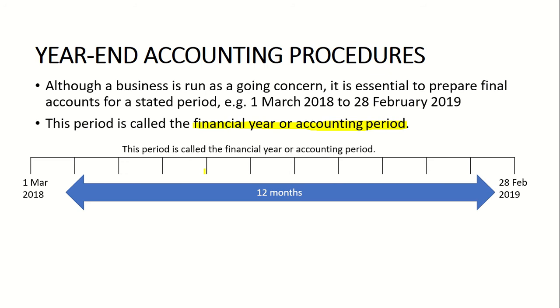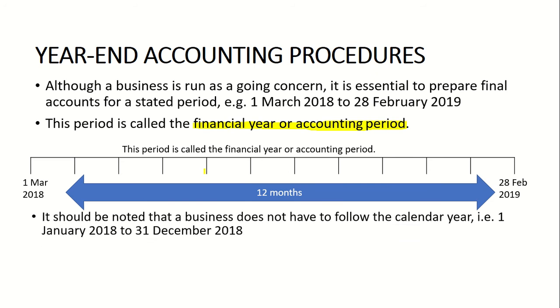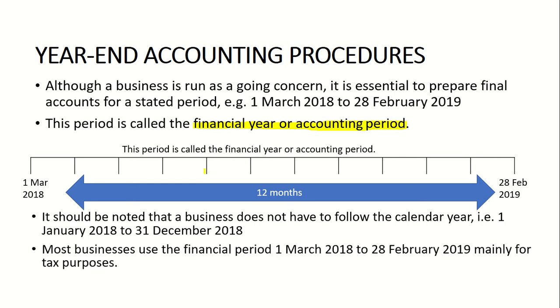This period is called a financial year or accounting period. It should be noted that a business does not have to follow the calendar year, that is from the 1st of January 2018 to the 31st of December 2018. It doesn't have to be that way. You can choose any particular financial year that will best suit your business. Most businesses use the financial period that starts on the 1st of March and ends on the 28th of Feb. That is because the financial tax year actually is from the 1st of March to the 28th of Feb.